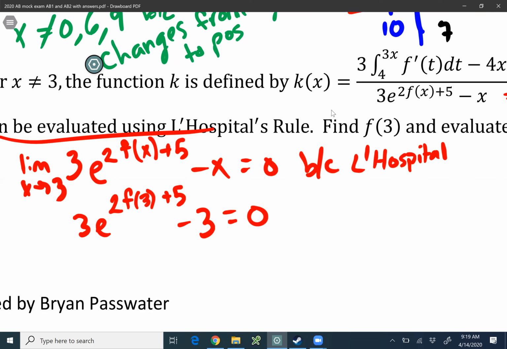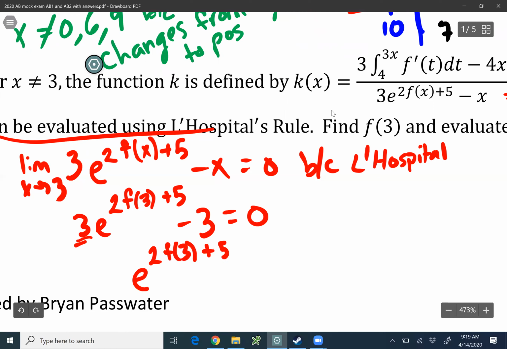We're going to add 3 over, and I'm going to skip a step. I'm going to add 3, and then divide by that 3. So that's going to give us e^(2f(3)+5) equals, we added 3, but then we divided by 3, so we're going to equal it to 1.